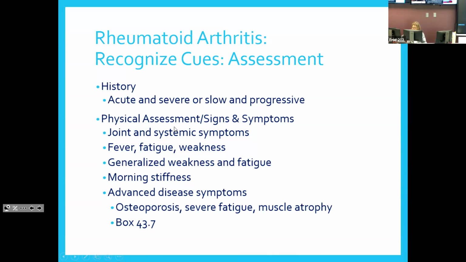On the systemic physical assessment, you're going to look for joint and systemic symptoms: fever, fatigue, and generalized weakness. Morning stiffness is a big thing with RA. Remember that, and how that's different from osteoarthritis. Advanced disease and symptoms can include osteoporosis, severe fatigue, and muscle atrophy.